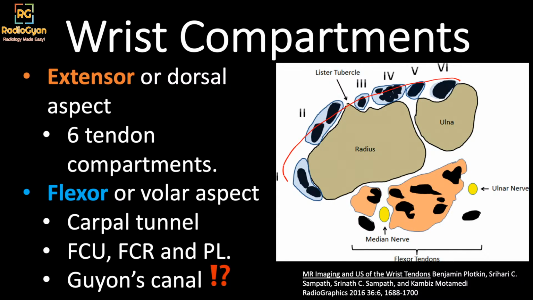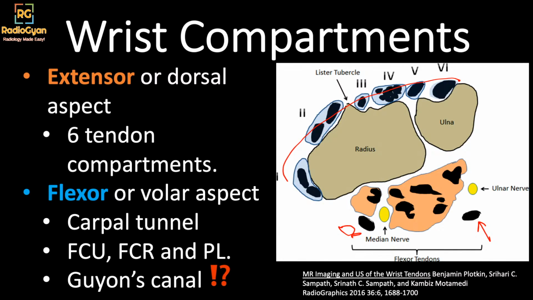and the flexor compartment consists of a large carpal tunnel and 3 structures which are outside the carpal tunnel, which include the flexor carpi ulnaris tendon, the flexor carpi radialis tendon somewhere here, and the palmaris longus, which is a tiny tendon. Palmaris longus is a vestigial muscle, so it has a tiny tendon here. So these are tendons which are outside the carpal tunnel.